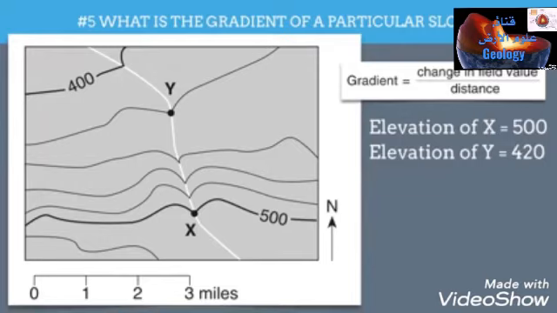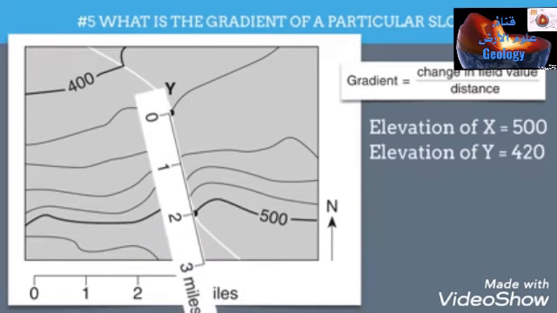Now I need to know the distance for the bottom of the formula. Now to get the distance, we have to use the map scale. What you would do is you would take it and you would line it up with points x and y, like so. And I see that x and y are a distance of 2 miles away from each other. So, distance equals 2 miles. Now it's simply a matter of plugging these numbers into the formula.